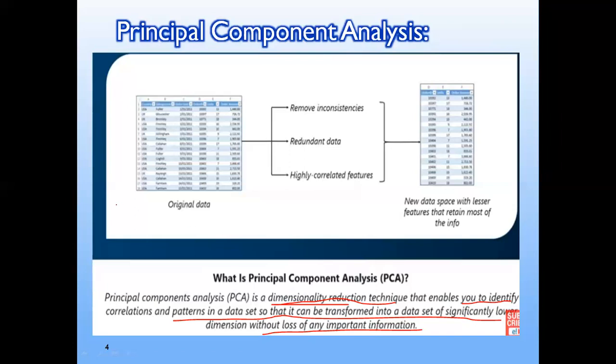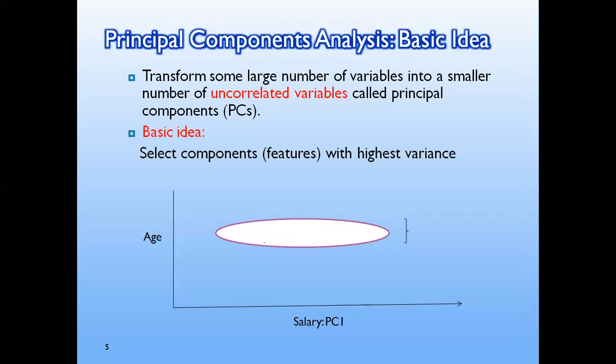Principal component analysis converts the data into a reduced representation, unlike your previous feature selection techniques, which directly eliminate features from the data set. Here, principal component analysis converts the original data set into the reduced representation. Mainly these three tasks are performed by principal component analysis: first, remove inconsistencies, then remove redundant data from the data set, and also remove highly correlated features. Why we remove highly correlated features from the data set, we can discuss with one example here.